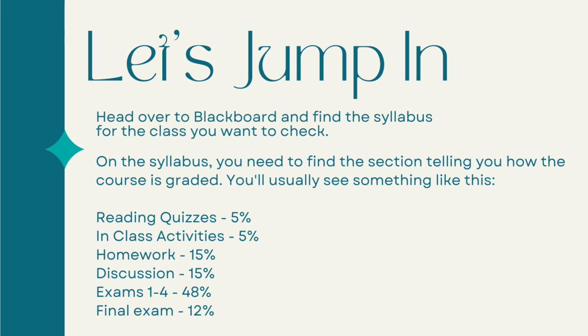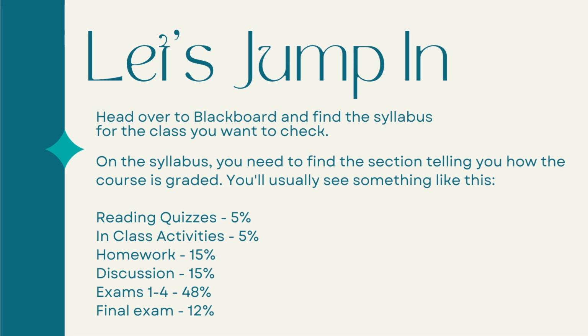Usually you'll see something like this, and this is a real grade breakdown from Chem 101. So you've got reading quizzes, 5%, in-class activities, 5%, homework, 15%, discussion, 15%. Total, that makes up 40% of the class. The exams make up the final 60%. Each exam, including the final, is worth 12%. So exams 1 through 4 are worth 12% each for 48% total, and then the final exam is worth another 12%. So we got 40% stuff, and we got 60% tests.